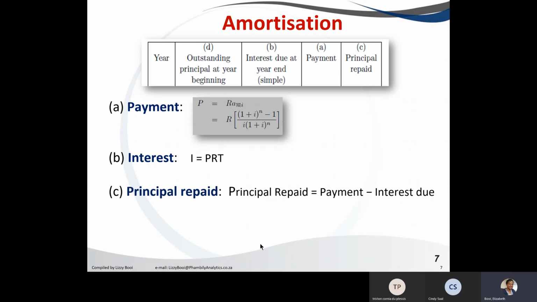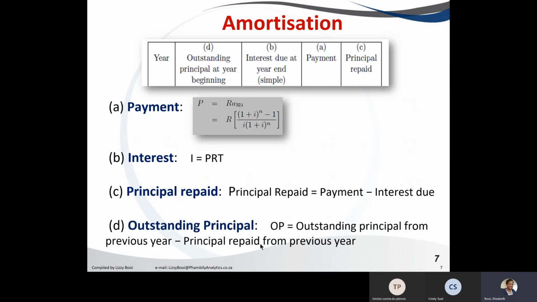And then we calculate the principal repaid, which is your payment minus your interest. And the outstanding principal is also called the opening balance and the closing balance. It's the closing balance of the previous period, and it's the opening balance of the current period that you're looking at. So to get to the opening balance of line number 2, we're going to have to subtract the principal repaid of line number 1 from the outstanding principal of line number 1.